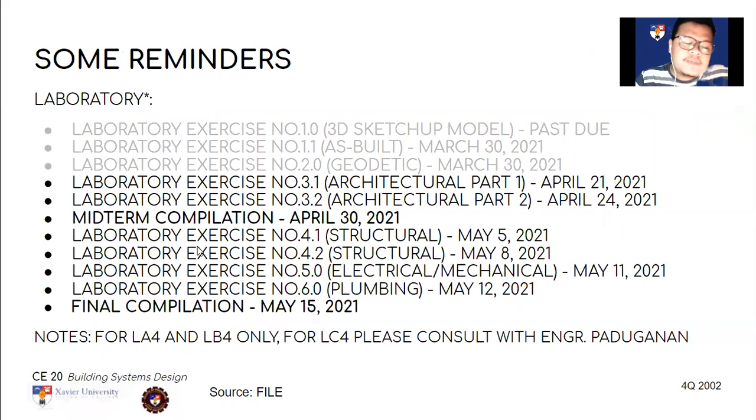Okay, so I hope that you get to implement these concepts in your site development plans. I need to see these things. And just a gentle reminder of the following deadlines. Laboratory exercises 1, 1.1, and 2.0 were already due. So if you ever failed to submit them, just send a request for extension. But take note that there's a 20% deduction in points. Laboratory exercise 3.1 is due tomorrow, April 21, and they should cover the architectural part 1. The contents and minimum requirements of architectural part 1 is already uploaded in eLearn, so kindly check them right away.